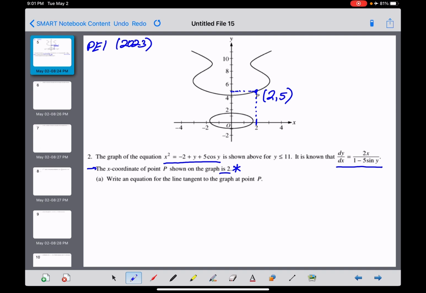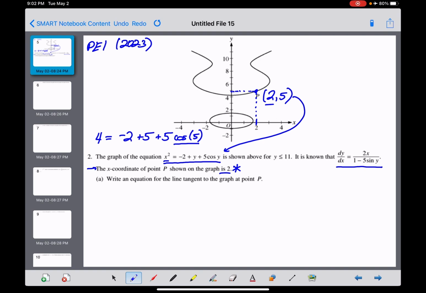So the first thing I would do would be to find out if that point actually works in this equation that was given. It feels like a trap. So let's see. Our x-coordinate is 2, so 2 squared is 4, and that should equal negative 2 plus a y-coordinate that we believe to be 5, and then plus 5 times the cosine of your y value, which is 5 as well. And right now I have a really bad feeling about this, guys.